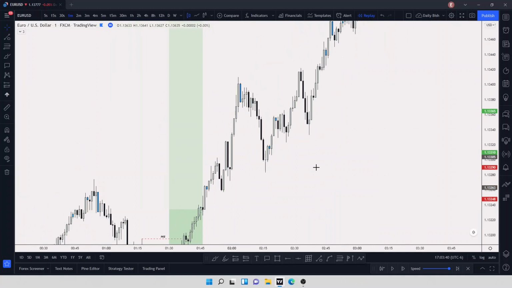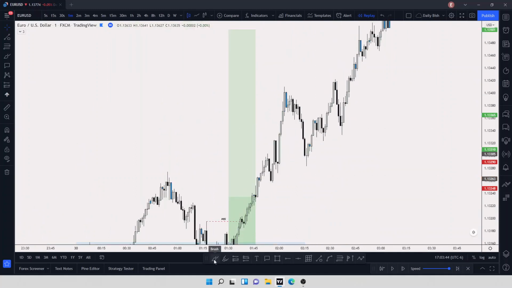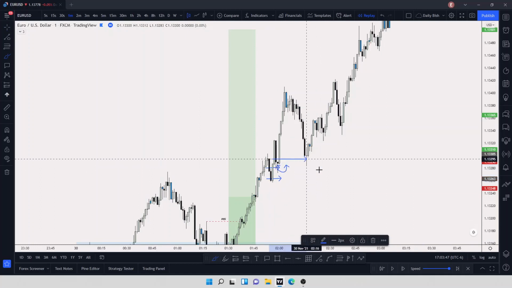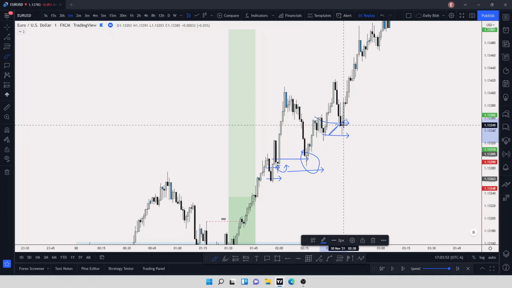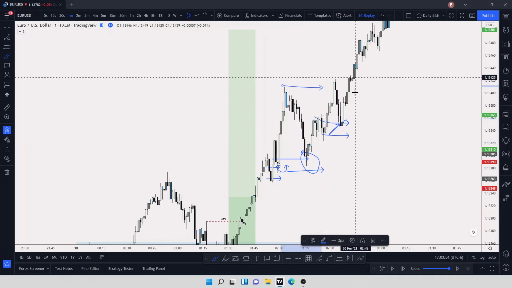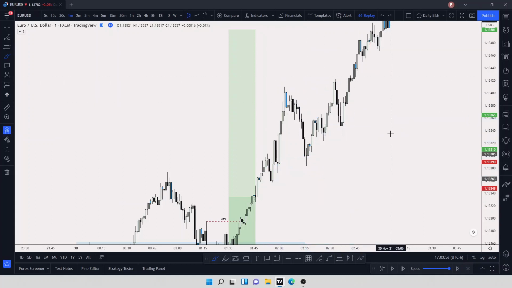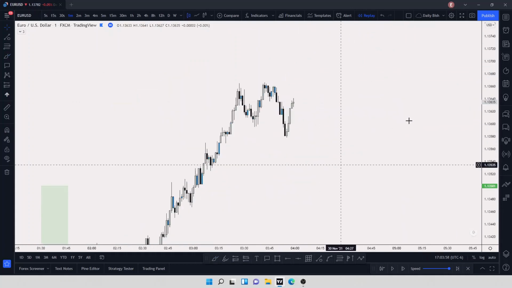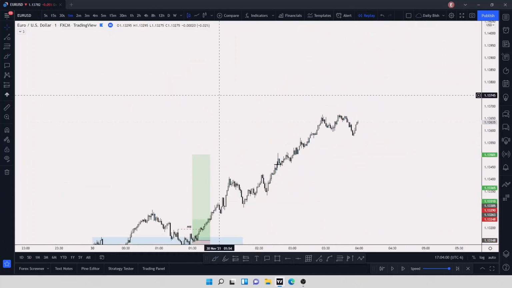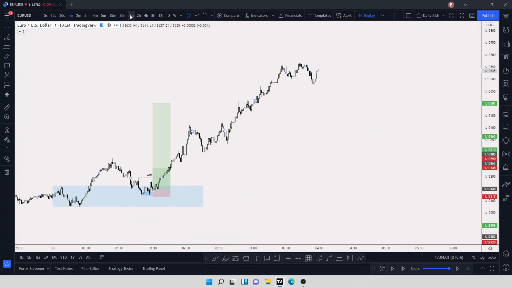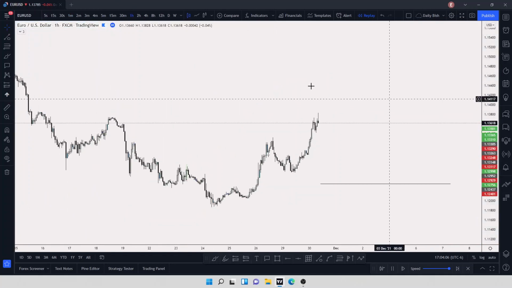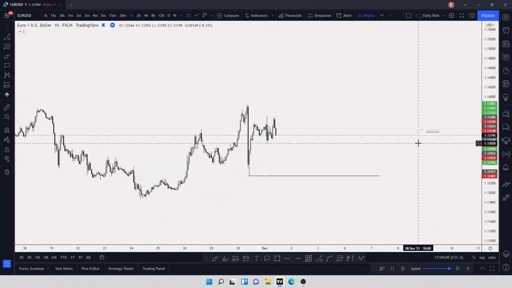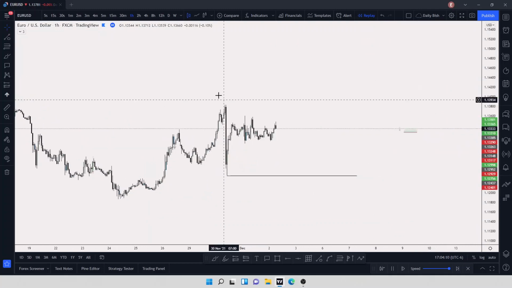So let's see. This is what I was talking about earlier, that you can play continuations, right? Entry here, entry here, entry here, right? Because we broke structure. That's what I'm talking about. There's plenty of ways of entering that I will talk about in future videos. Oh yeah, so let's go on. I forget where the other entry was, it's over here. Okay, cool. So we had this mess around here.